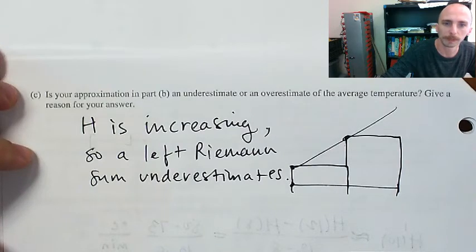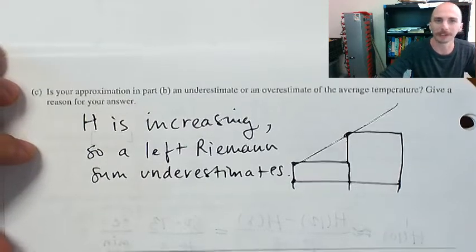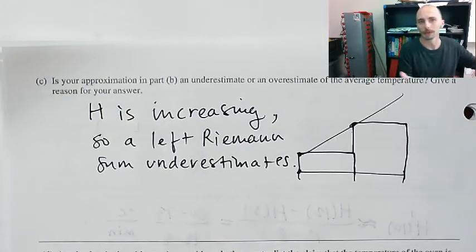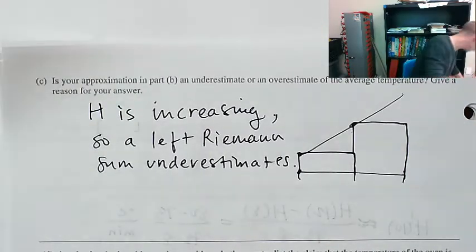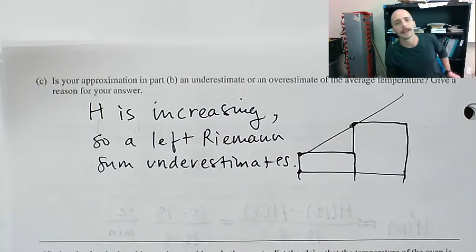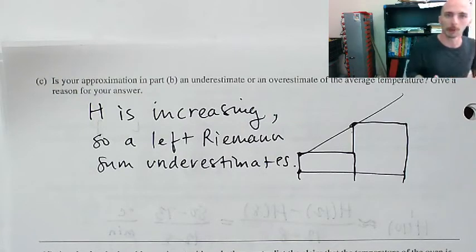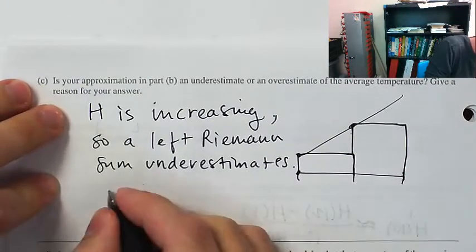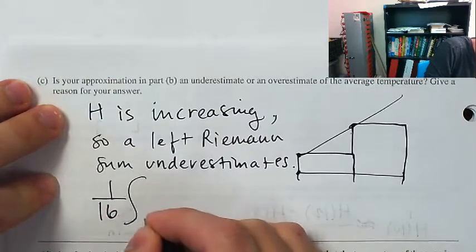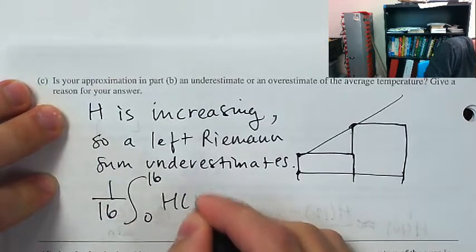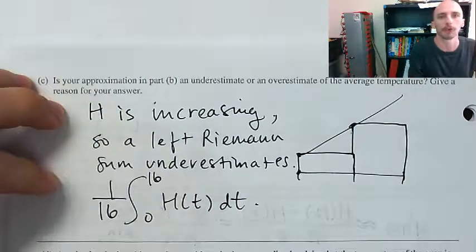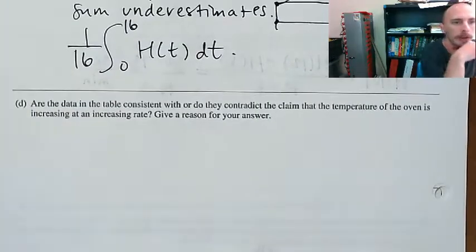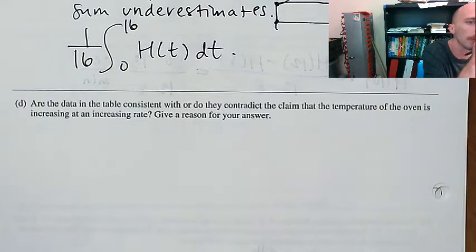I'm going to say, okay, they did mention the thing about dividing by 16. They were like, hey, you ran a left Riemann sum on an increasing function, therefore it's going to be an underestimate, and dividing by 16 won't change anything. So I'm just going to say it underestimates the integral, or 1 over 16 times the integral from 0 to 16 of h of t dt. Because it's true.